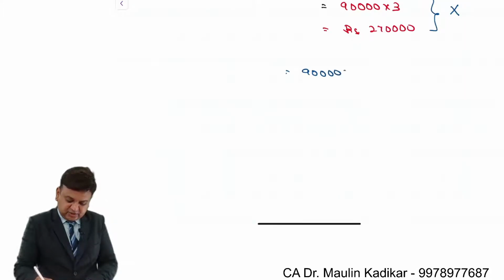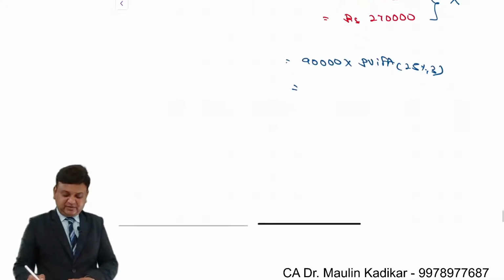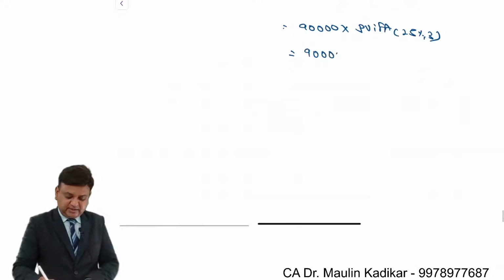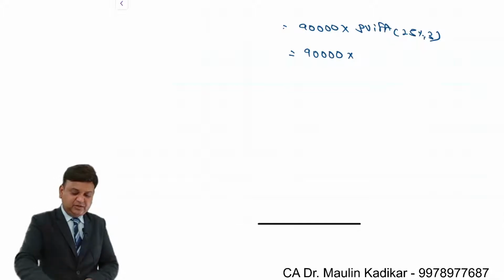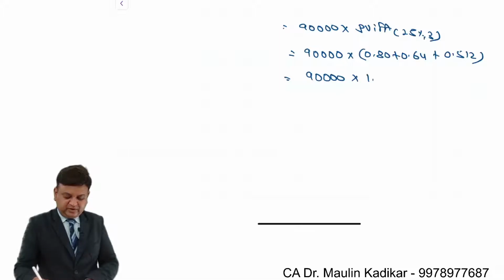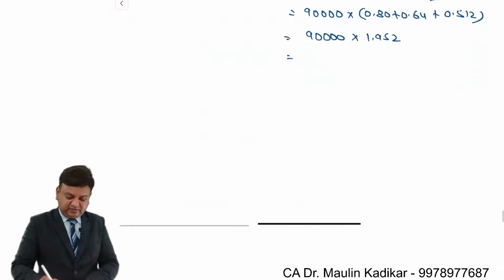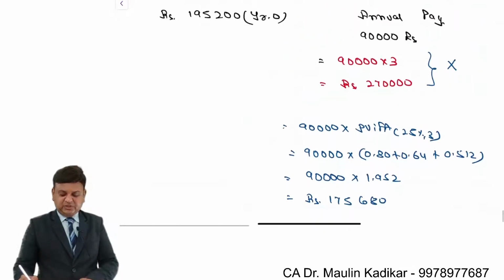So it is 90,000 into PVIFA at the rate of 25% for 3 years. You have to discount that in present value term. That comes to 0.8 plus 0.64 plus 0.512. So it is 90,000 into 1.952. So the final answer is 1,75,680.